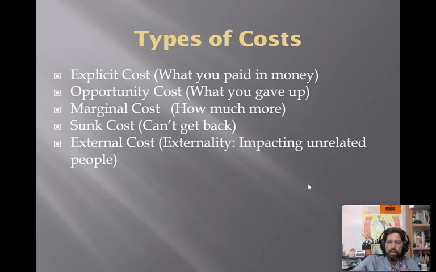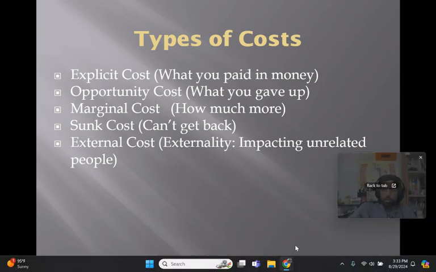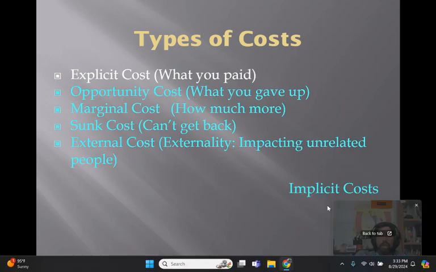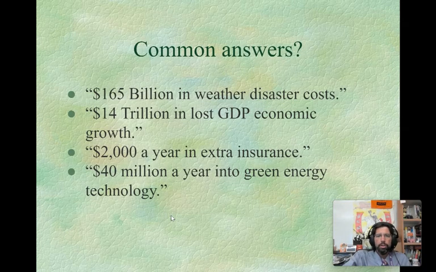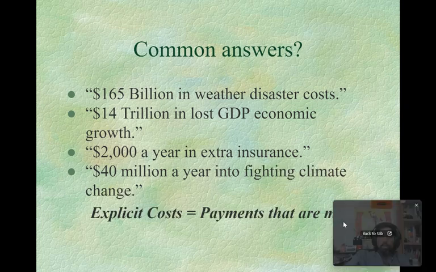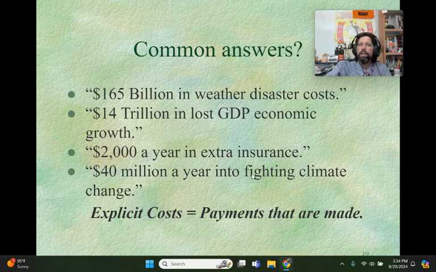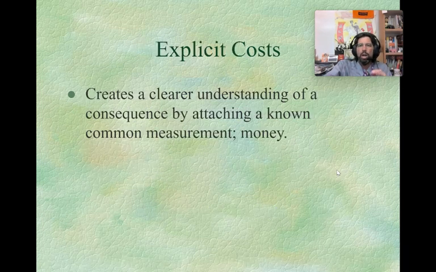We're going to look at each of these, but this first one is an explicit cost. It is a direct cost with money. Everything else here is known as an implicit cost. These are things that have nothing really to do with money, but instead deal with the trade-off of choices. So if we get common answers like 165 billion in weather disaster costs due to climate change, 14 trillion in lost GDP, $2,000 a year in extra insurance, 40 million a year into green energy, these would be examples of explicit costs. They are payments that are made, money that is spent. When you see these numbers, the price you paid for something, that is an explicit cost.